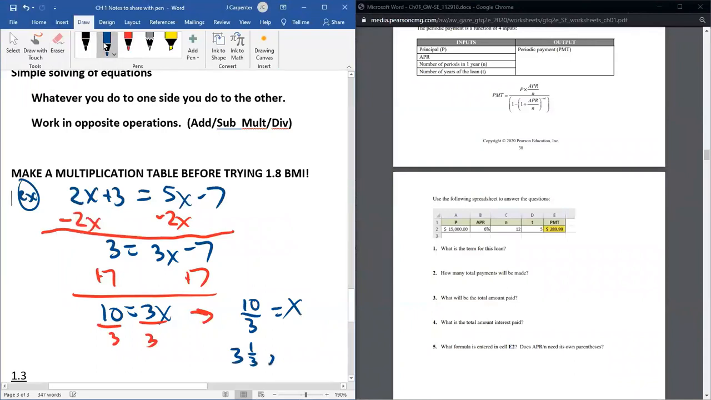That's 3 1/3 or 3.3 with a bar over the 3. But if I did this, that would be wrong because that's a rounded answer. Now, if they told you to round, that's fine. But if they don't tell you to round, you better not round.